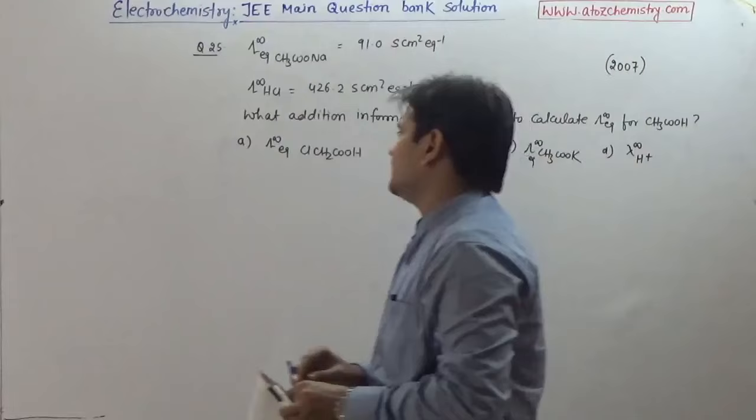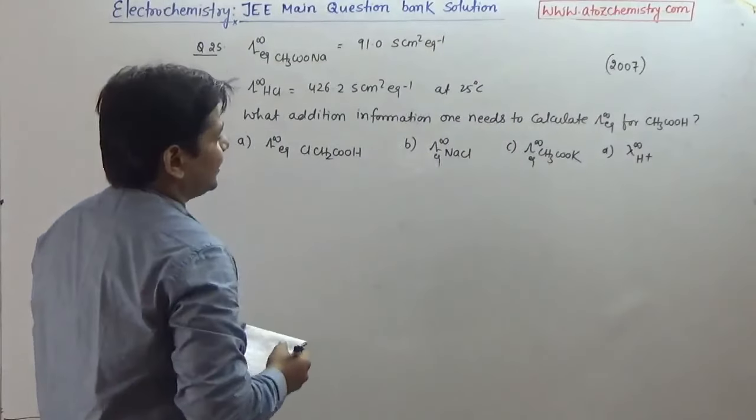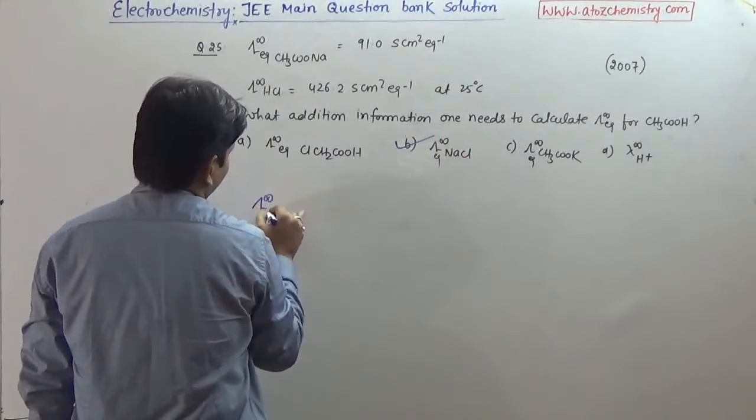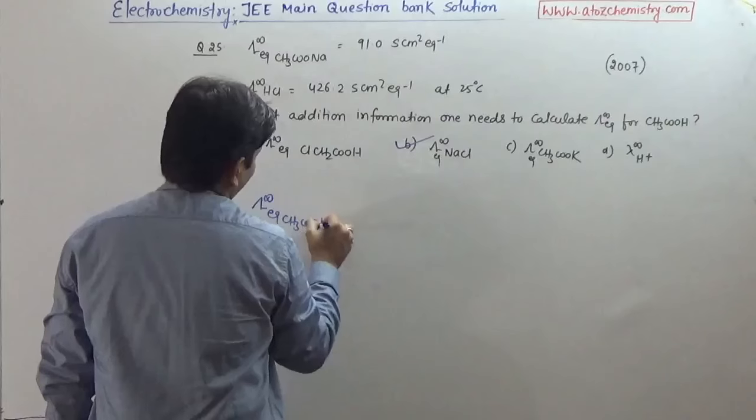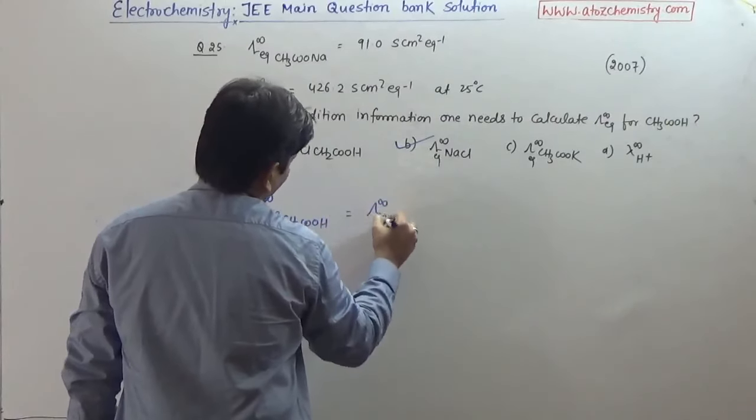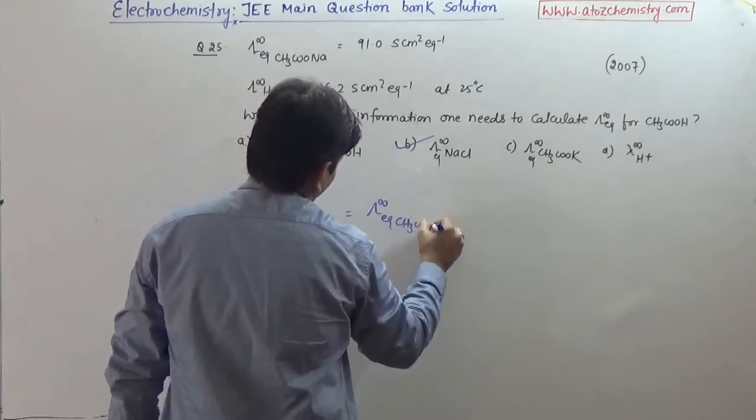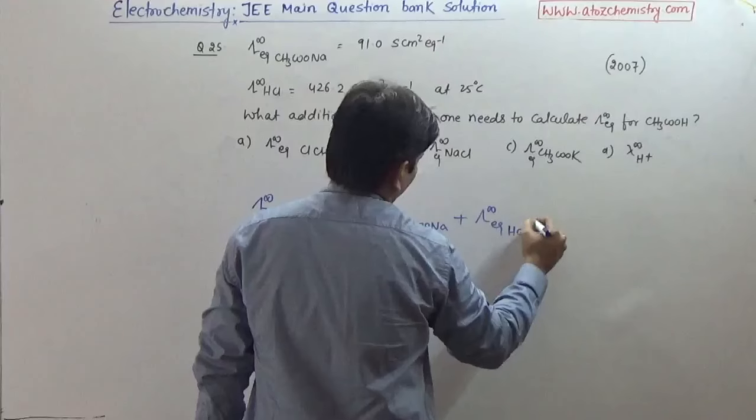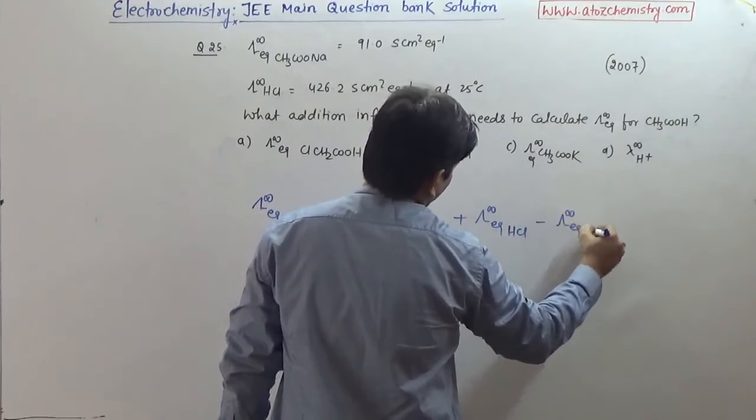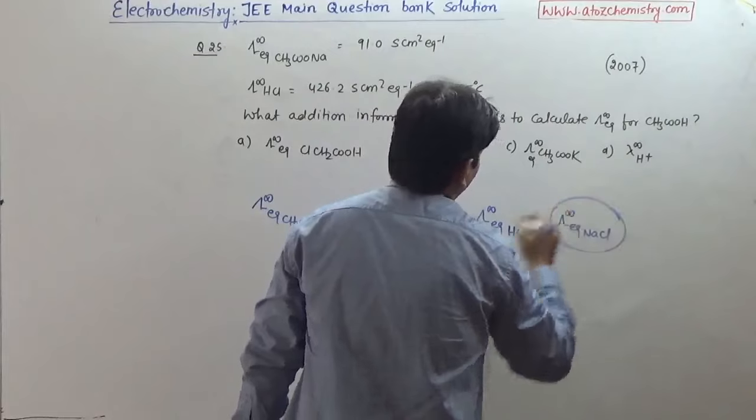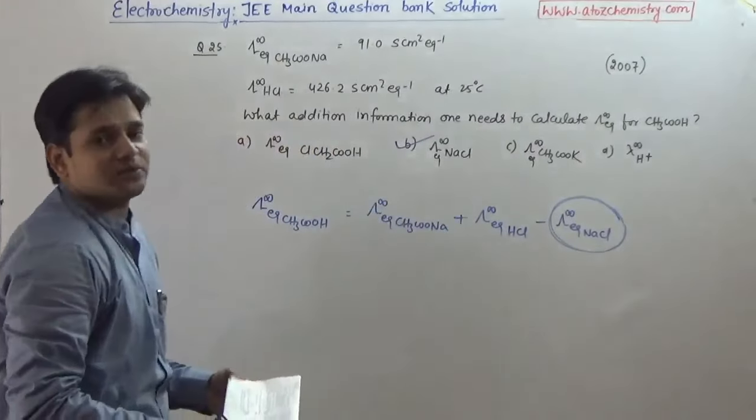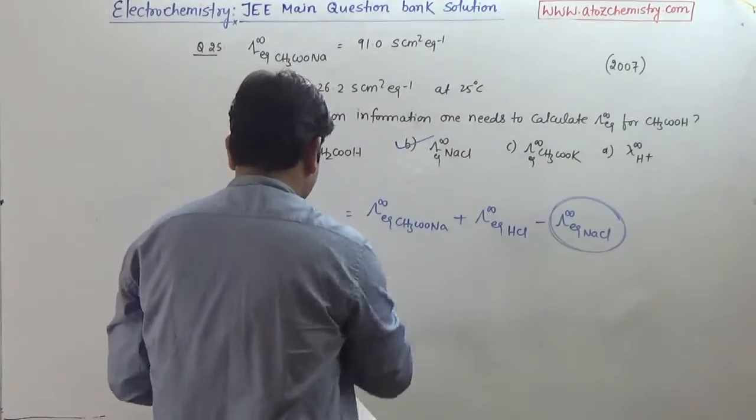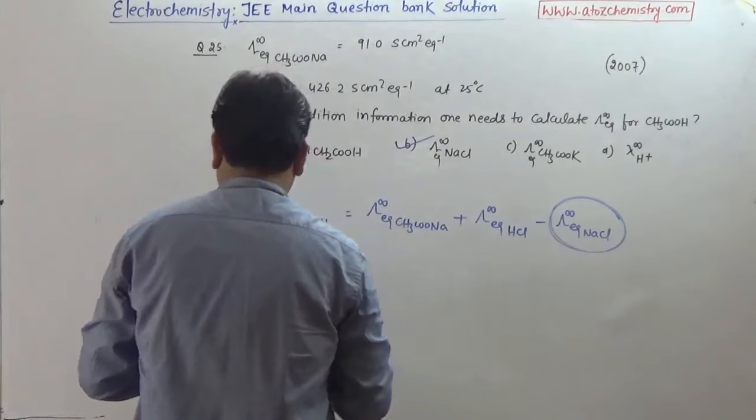From this question you can easily see that the correct answer will be lambda equivalent of NaCl. If we have to calculate lambda equivalent of CH3COOH, then you will require lambda equivalent of CH3COONa plus lambda infinity equivalent of HCl minus lambda equivalent of NaCl. So this is the data that we require to calculate lambda equivalent of CH3COOH. So this is the 25th question that was asked by JEE Main in 2007.